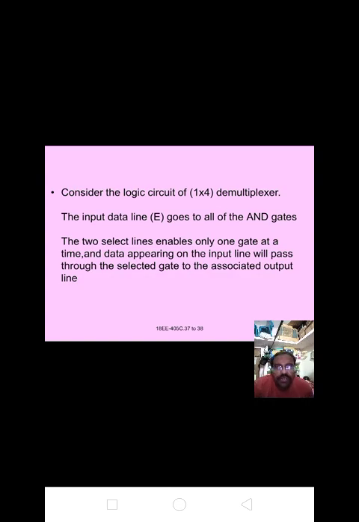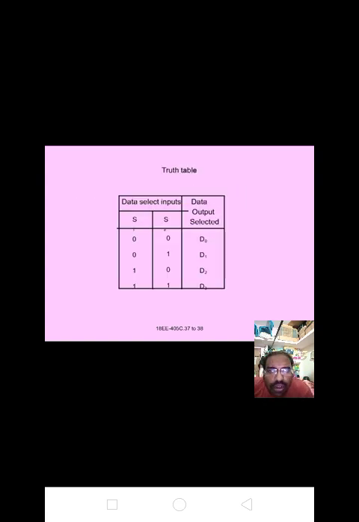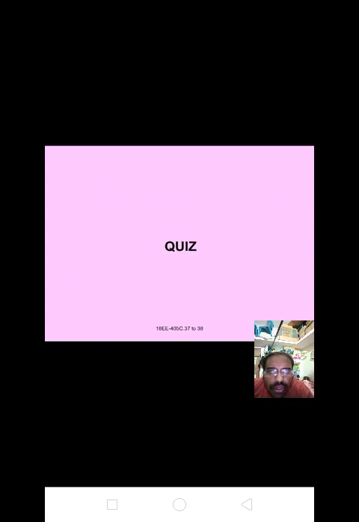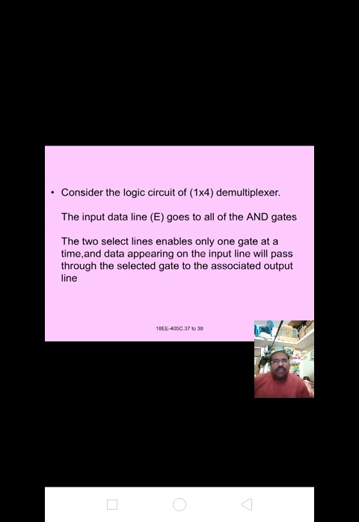Okay. Here consider the logic circuit of the 1 into 4 demultiplexer. The input line E goes to all the AND gates. The 2 select lines, S0 and S1, enable only one gate at a time. The data appearing on the input line will pass through the selected gate to the associated output line.